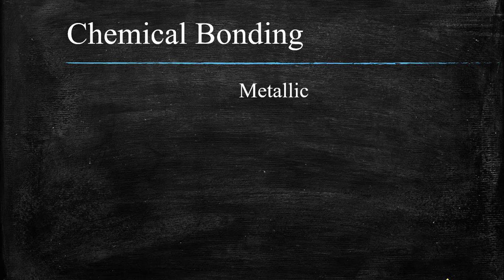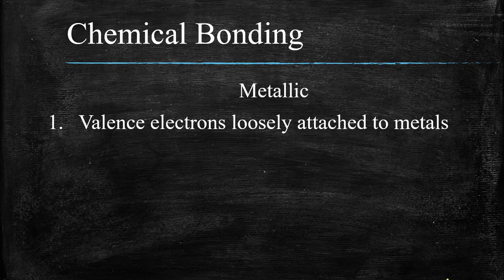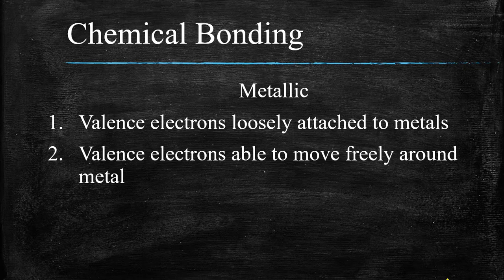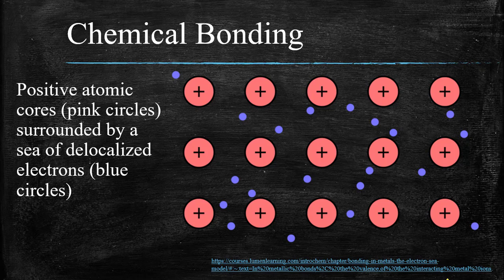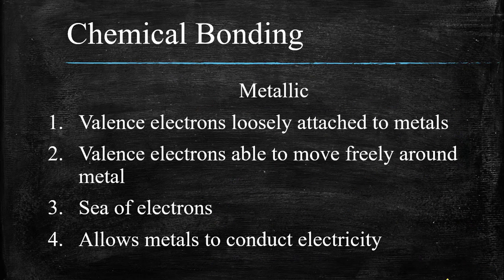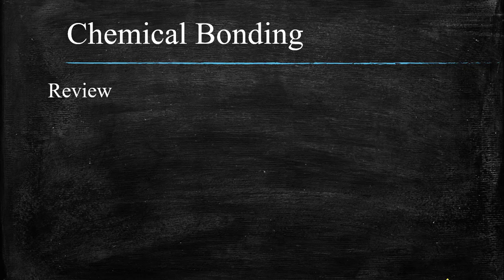So now the third type of bonding, metallic bonding. It occurs obviously amongst metals and really occurs amongst metals of the same type. The valence electrons are loosely attached to the metals. That means they can move freely around the metal, and that's why it's called a sea of electrons. And pictorially, you can see it here with the pink positive cores and the blue valence electrons, and those electrons can move all around the pink. And it's that ability of the electrons to move around that allows metals to conduct electricity.